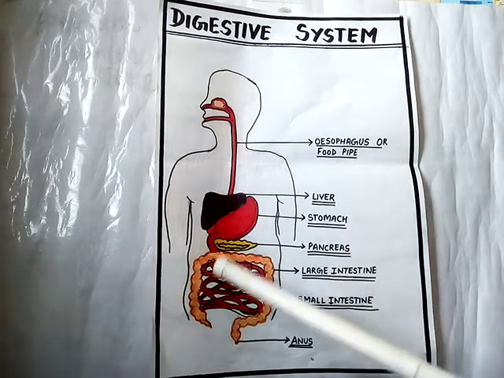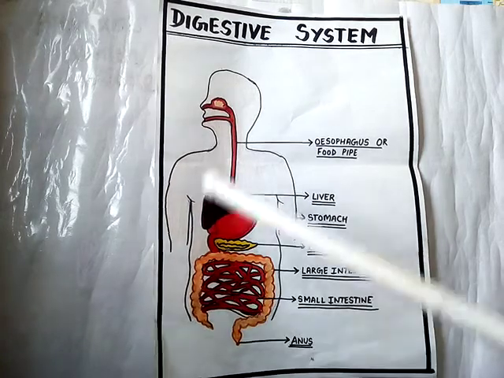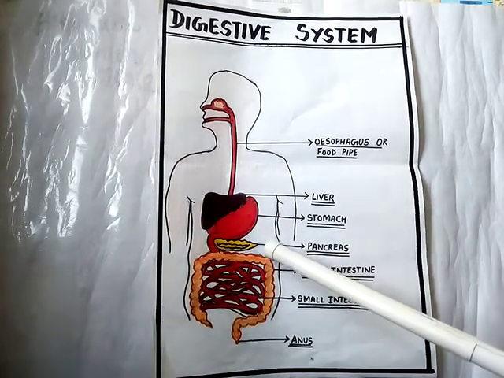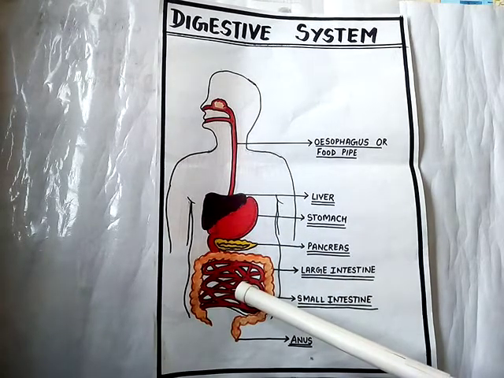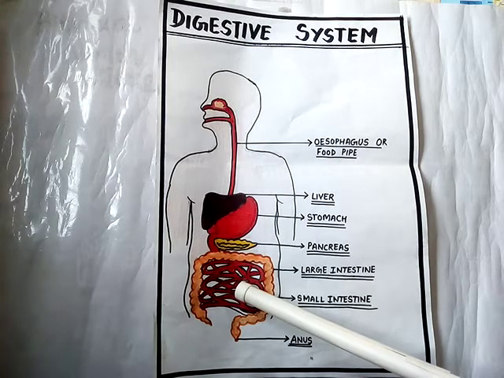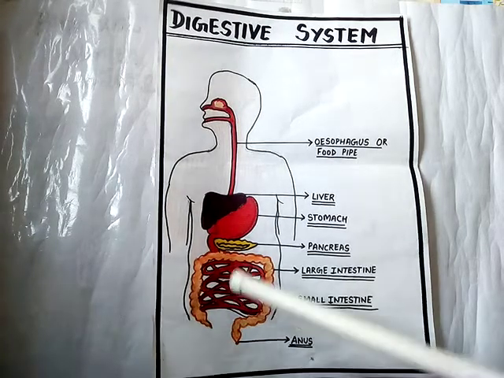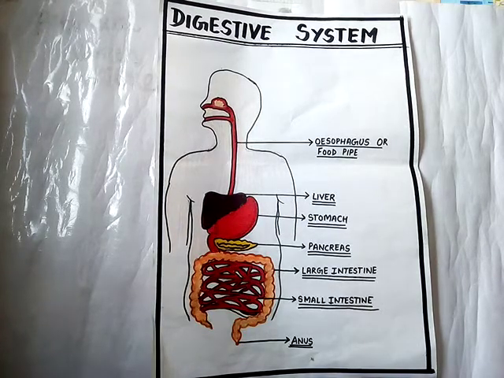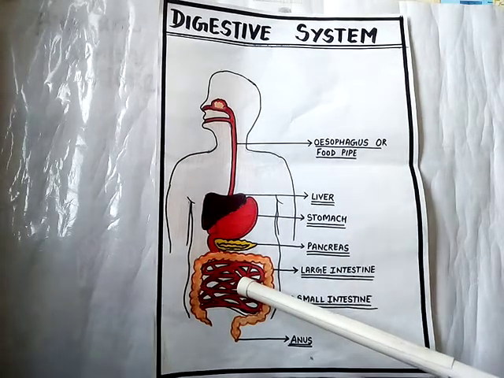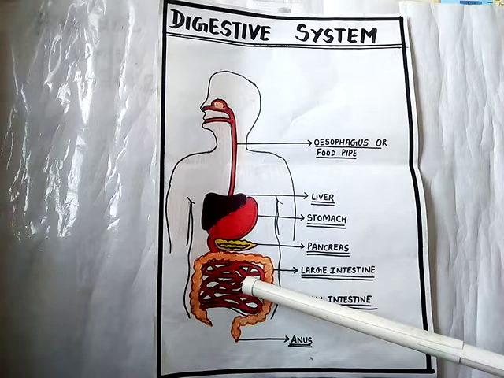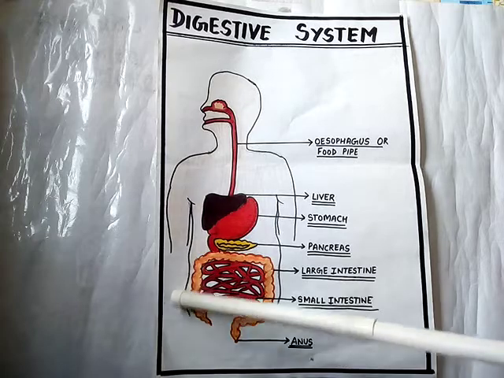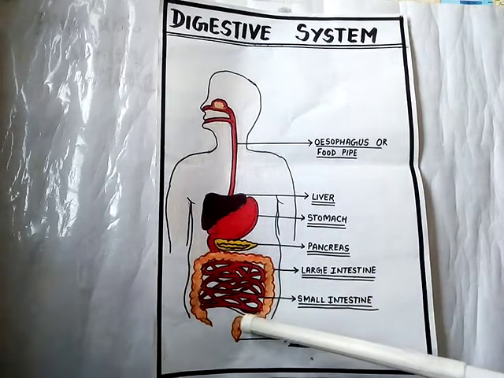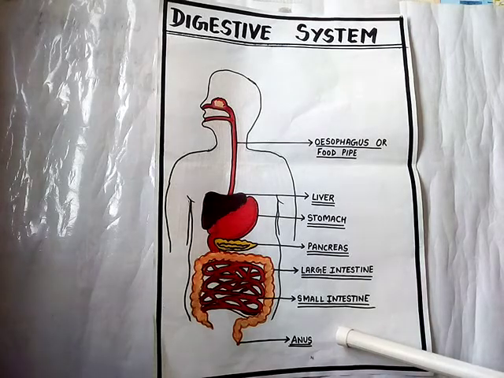Now the food goes into the small intestine, where bile juice from the liver, pancreatic juice from the pancreas and intestinal juice from the walls of the intestine get mixed with the food, and here final digestion of nutrients takes place. And the food gets absorbed by the blood vessels present in the walls of the small intestine. The extra water and food go into the large intestine, where water gets absorbed and the solid waste material is thrown out of the body through an opening known as the anus.